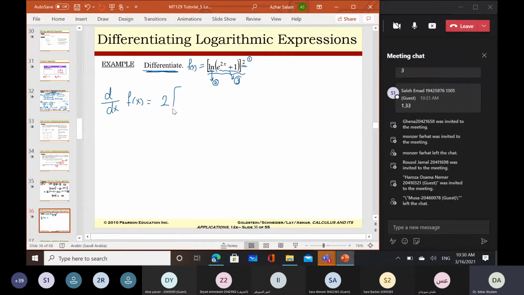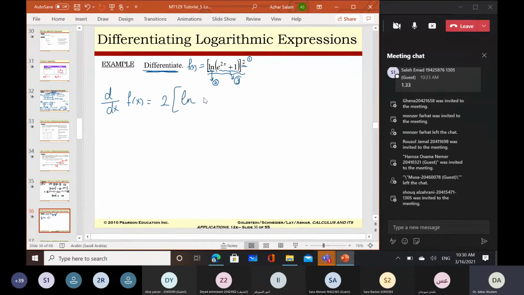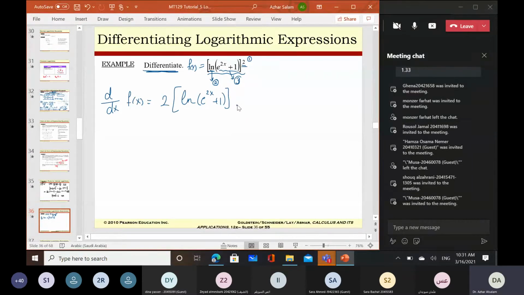So 2 multiplied by the same function, which is ln e^(2x+1), all to the power 1. Okay, I don't need to write the power since it's 1. Then multiplied, since it's a chain rule, by the derivative of the logarithmic function, which is the reciprocal of what is inside the logarithm, which is 1 divided by e^(2x+1).